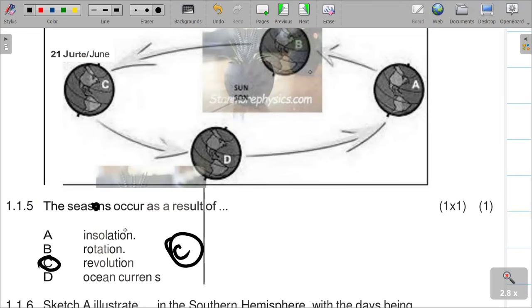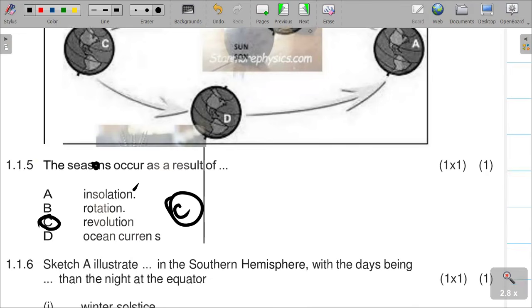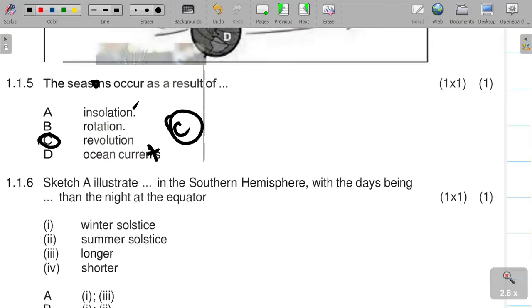And insolation, we said, is the energy. Rotation is the one that causes day and night, but revolution causes seasons to occur. Ocean currents also affect the energy balance.